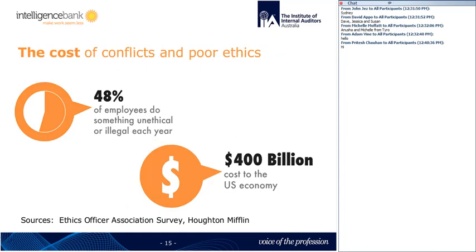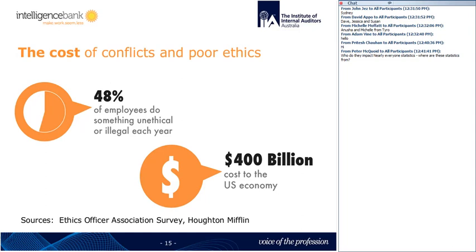And the cost of these conflicts and poor ethics is huge. In general, 48% of employees do something unethical or illegal each year. Unethical could be pulling a sick day. That's unethical, and in a sense, stealing from your employer. Most people have no ramifications for that unless there are several in a row or several over the year. But that's a pretty high number of where ethics fall down within organizations.